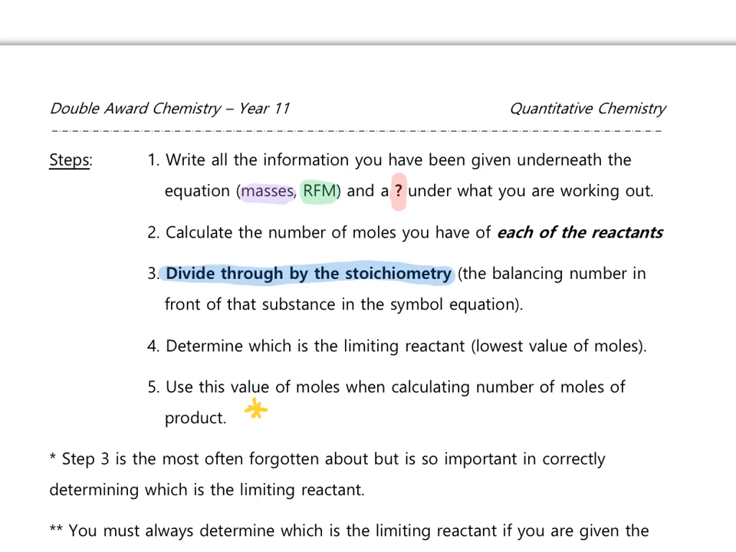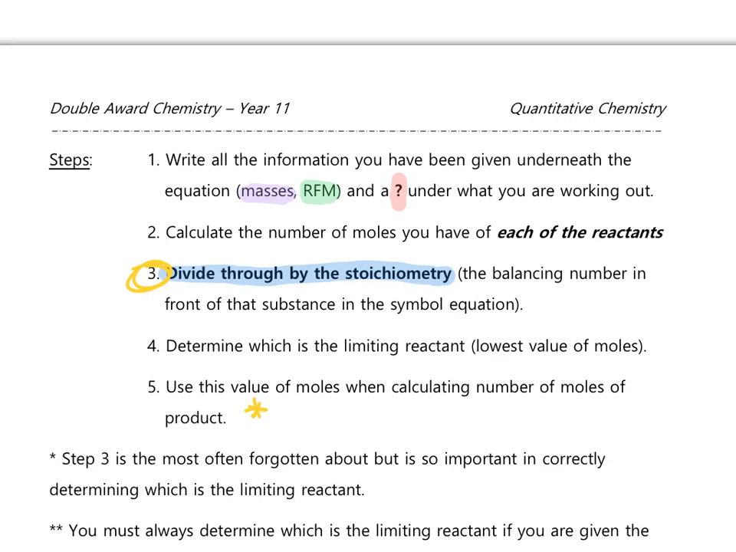But we need to be careful, particularly with these examples, because think back to step number 3. In step number 3, we divided through by the balancing number. So if you remember, when we were transferring our ratio, essentially you divide by the number in front of what we're moving from, and you multiply by the number in front of what we are going to. But in step 3, we've already divided by the number in front of what we're coming from, so we don't do that step again. So essentially, when we're transferring moles, we simply multiply by the number in front of what we are going to.